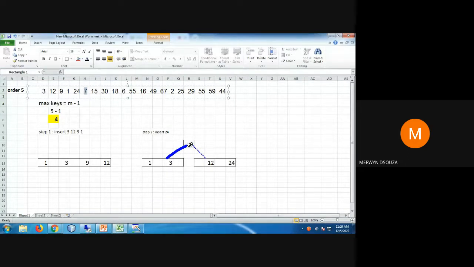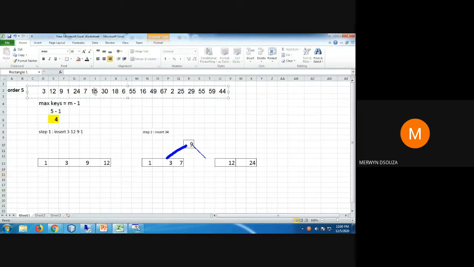So you will locate in which leaf node. You are having two leaf nodes, a left leaf and a right leaf. Which leaf does it have to go? 7 is less than 9, so it will go in this leaf. So you will insert 7 here. Basically, your 7 will be put here in this node.